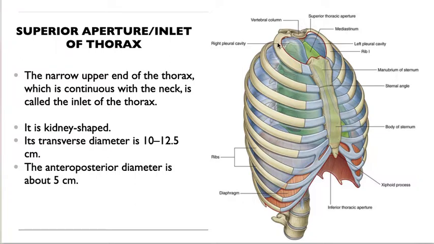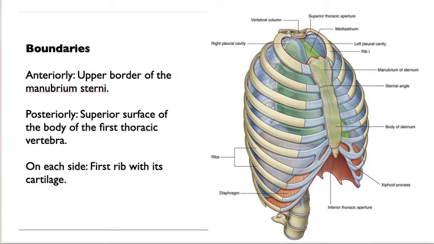Coming to the superior aperture or the inlet of the thorax, the narrow upper end of the thorax is continuous with the neck and is called the inlet of the thorax. It is kidney shaped, transverse diameter about 10 to 12.5 centimeter, and the anterior posterior diameter is about 5 centimeter. Boundaries: anteriorly, upper border of the manubrium sterni; posteriorly, the superior surface of the body of the first thoracic vertebra, and on each side the first rib with its cartilage.